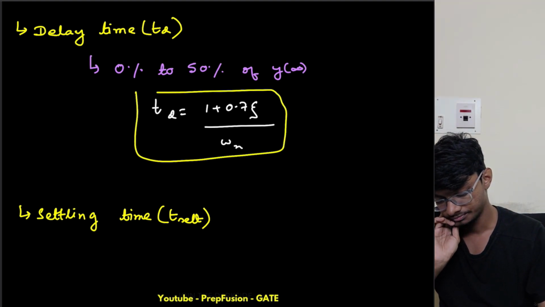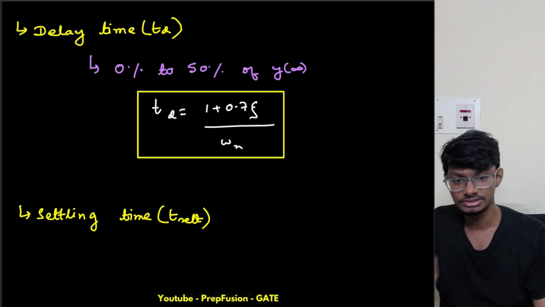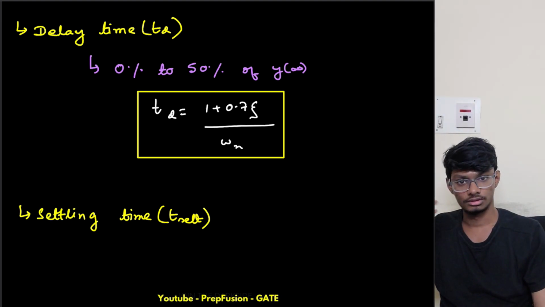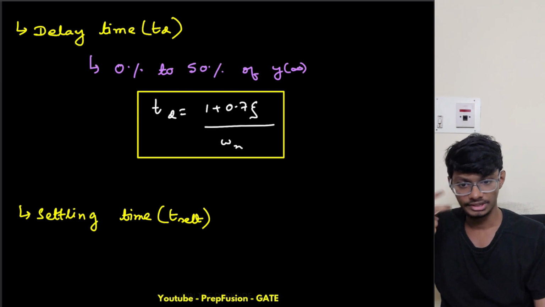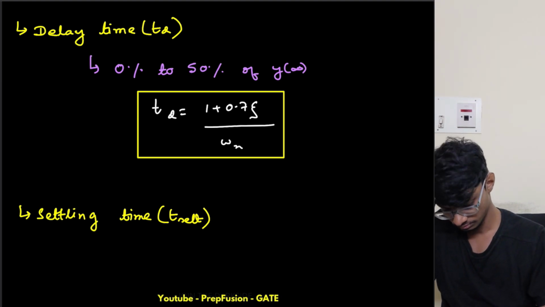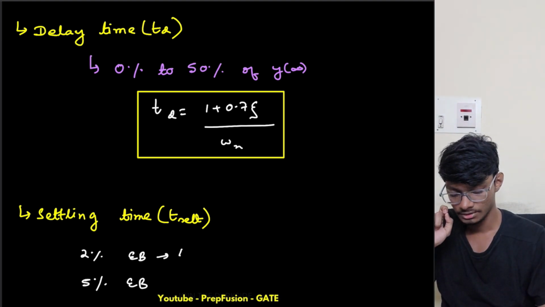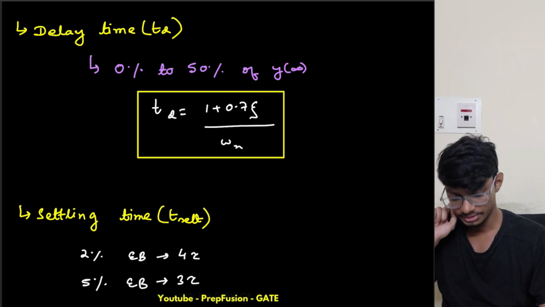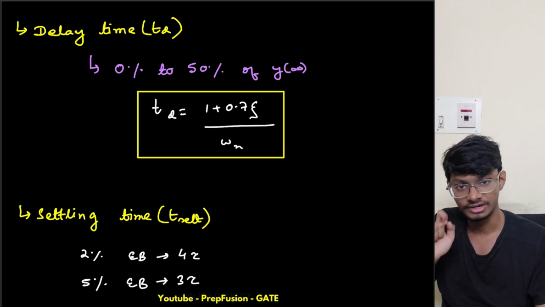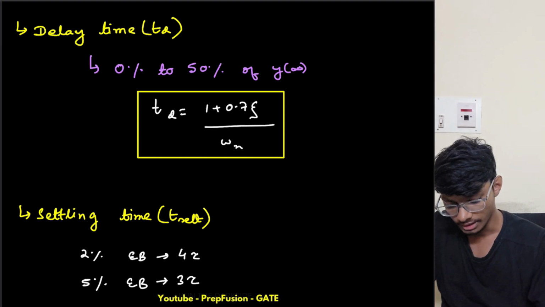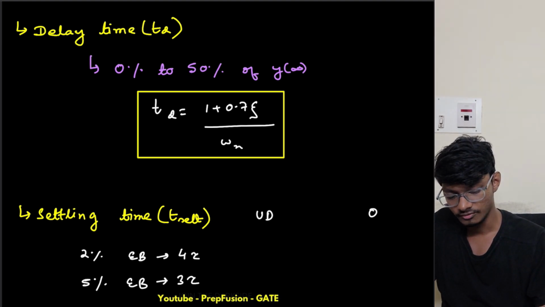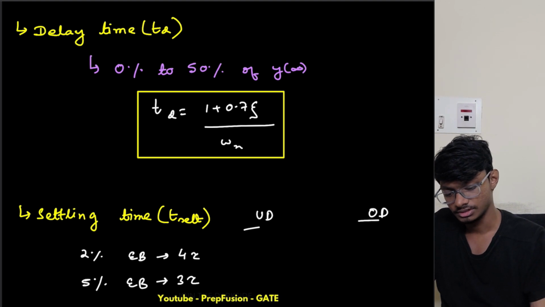Now settling time, right? Settling time is similar to first order only, it is 4 tau. But it has two cases. What are the two cases? One is 2% error band, another one is 5% error band. So here it is 4 tau and here it is 3 tau. Now tau is different for different types of damping. For underdamped my tau is different, and for overdamped my tau is different. So let's see how different they are.